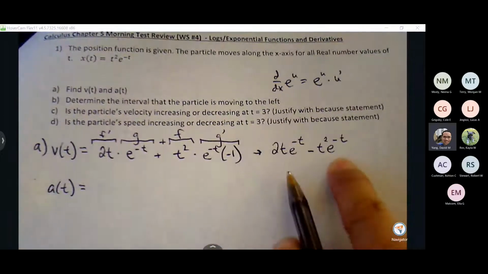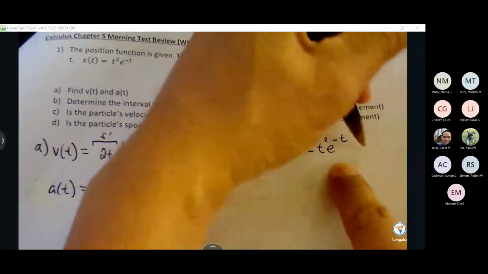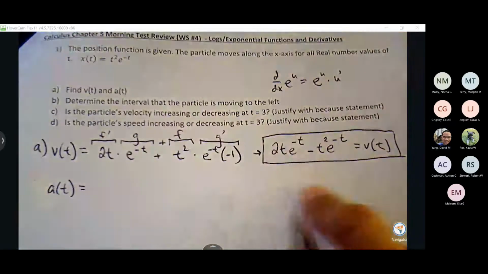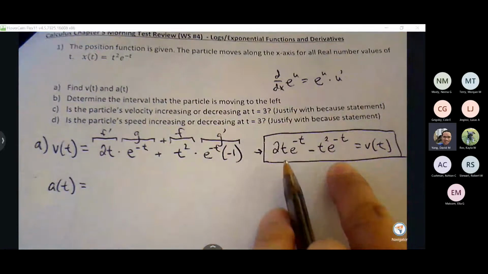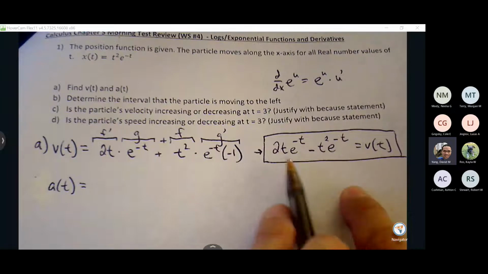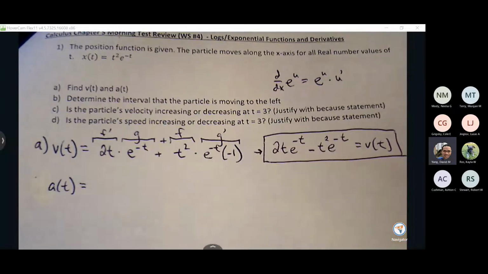Okay, so look at our velocity function here. What do we need to do to get to acceleration? Two product rules. Two product rules, right? Do you see that? So 2t e to the negative t. Anytime we have terms combined together, we gotta go through product rule. Gotta go through product rule twice. Right? 2t e to the negative t, that's a set of product rule. And t squared e to the negative t, that's another set of product rule.